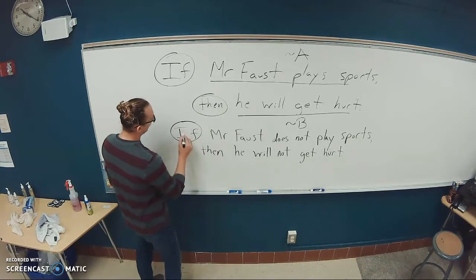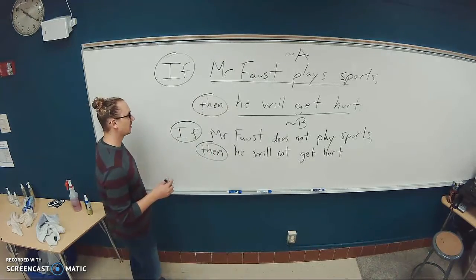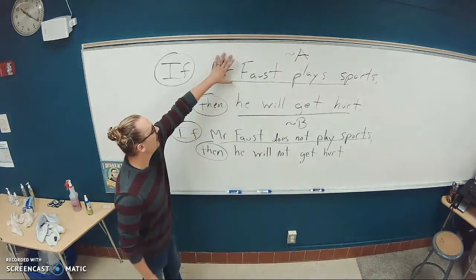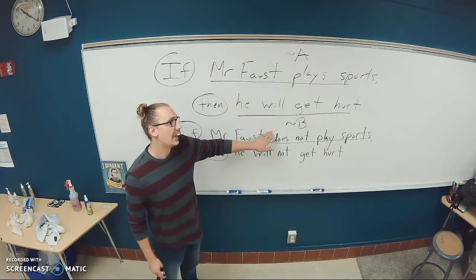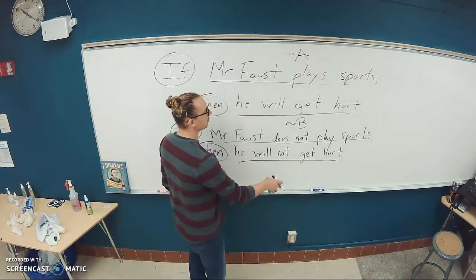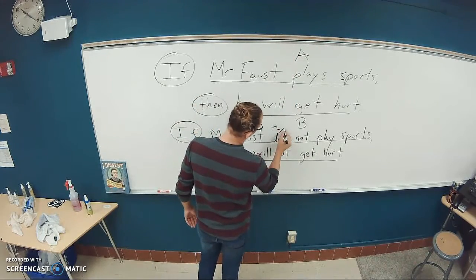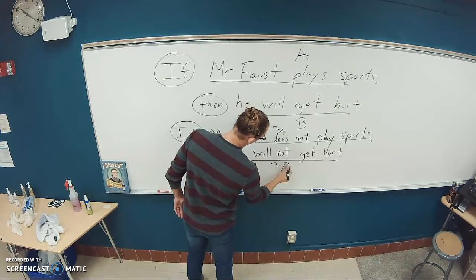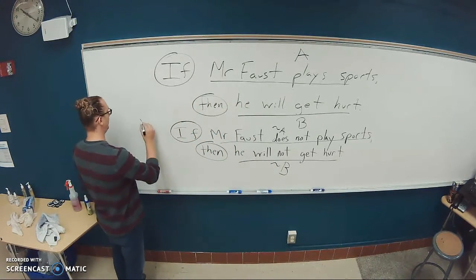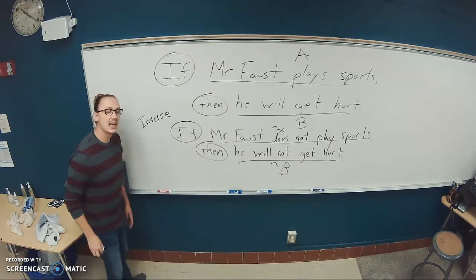But notice that we still have this if-then. Okay? You must have the if-then in the inverse. Mr. Faust does not play sports. Okay? We took our A and we wrote not A. He will not get hurt. We took our B and we wrote not B. So we've got our A, B up top. This is not A. This is not B. Okay? This is our original. This is our inverse.